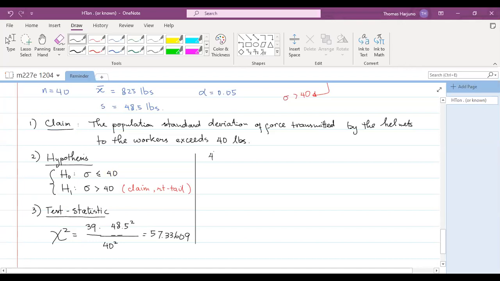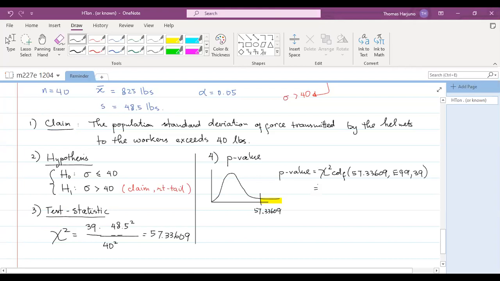Then the p-value. It's a chi-squared distribution, and this is 57.33609. So the p-value is chi-squared CDF of 57.33609, with 39 as the degree of freedom.